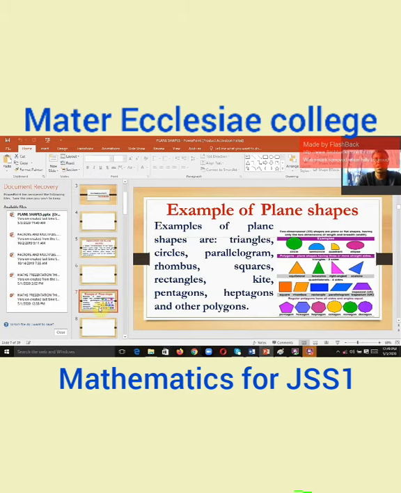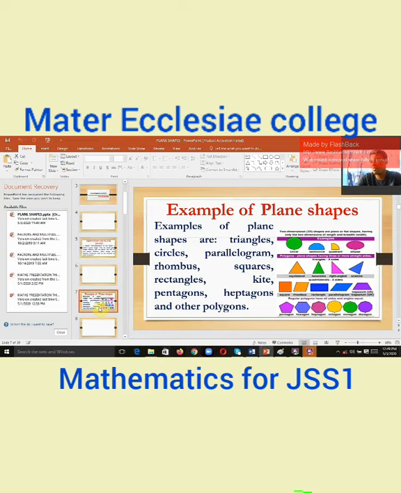We're going to take the very common ones. Examples of plane shapes are triangles, circles, parallelogram, rhombus, squares, rectangles, kites, pentagons, heptagons, and other polygons. If you look at the diagram on the right, you can see some examples of plane shapes. So let's take the first line.